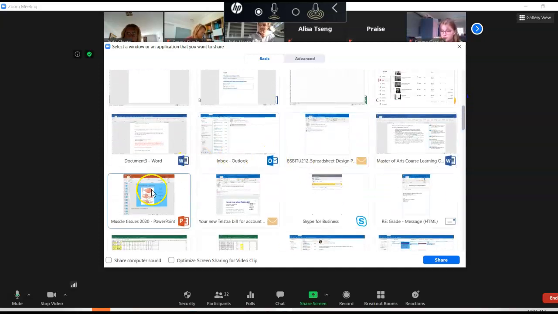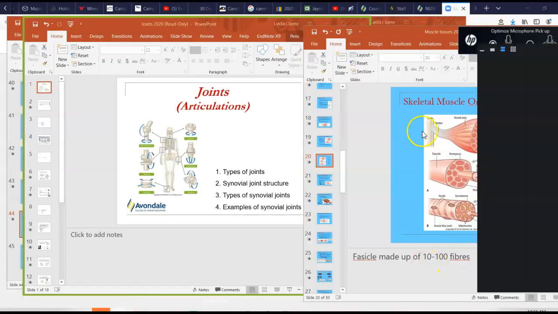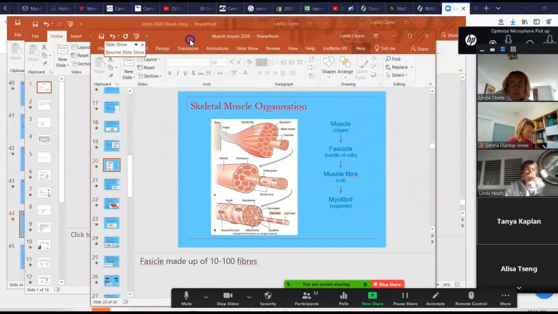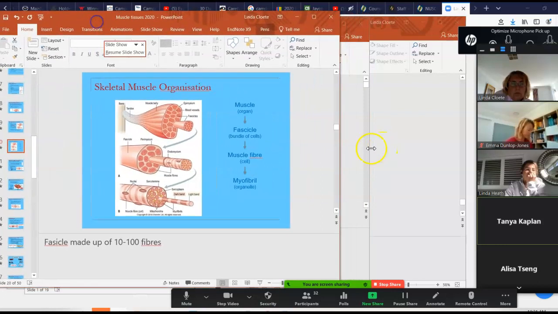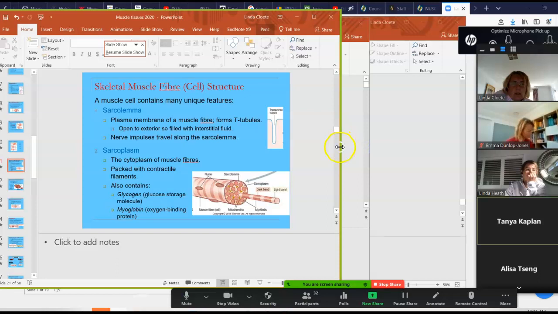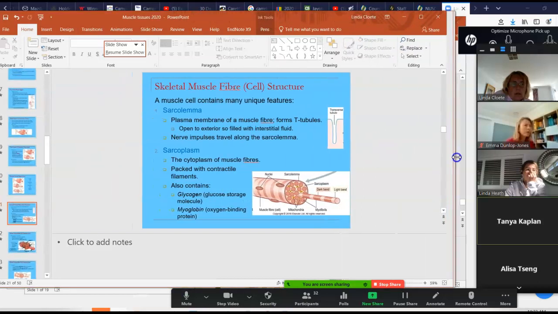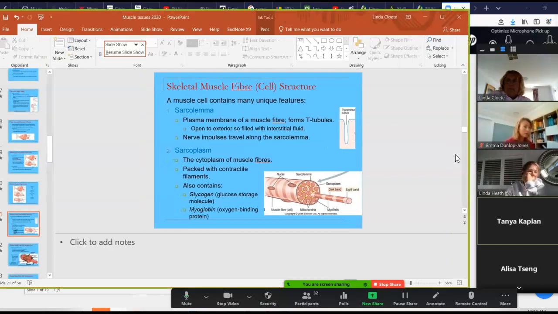Find muscle. Here we go. We're going to muscle. Unfortunately, I didn't print that one. Exoskeleton. So can you see the muscle one now? Yeah. Okay. All right.